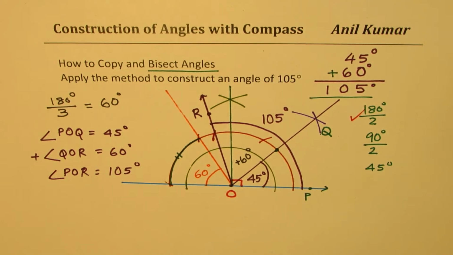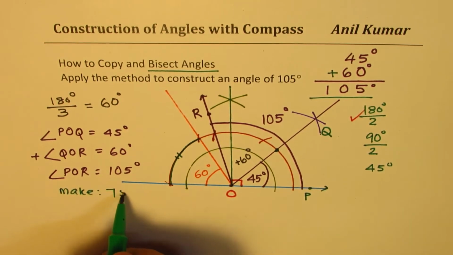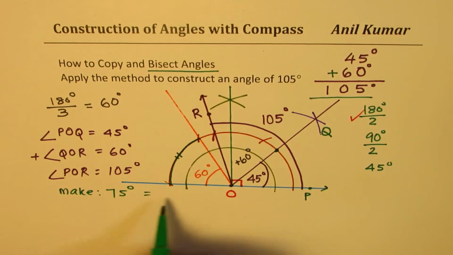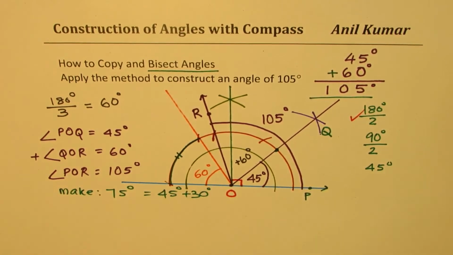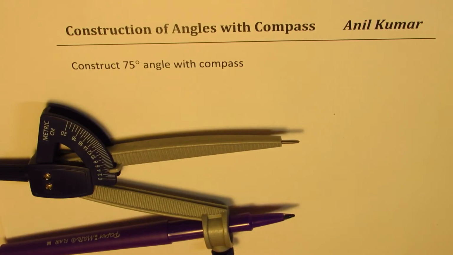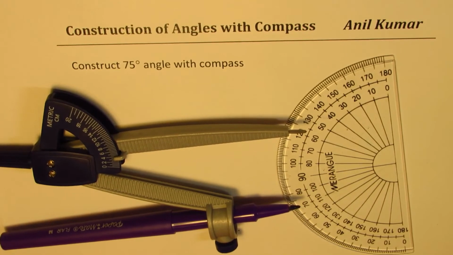As an exercise, you can create an angle of 75 degrees. Think about it. 75 degrees could be written as 45 degrees plus 30 degrees. Okay, so let this be your exercise. Thank you. Now we need to construct an angle of 75 degrees with compass. In this series, we are using our protractor only to verify our results and not to create angles. All the angles will be made with this compass.